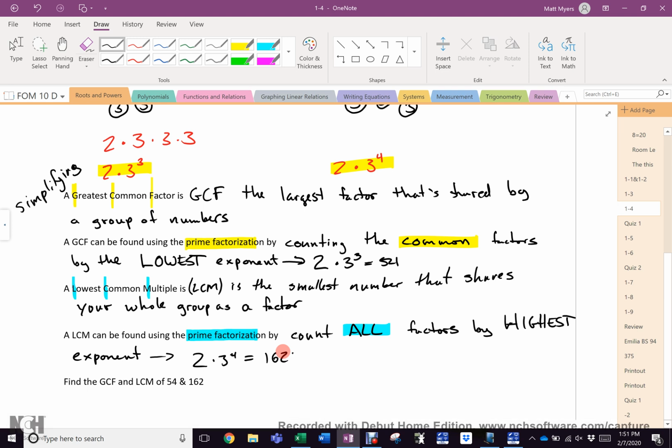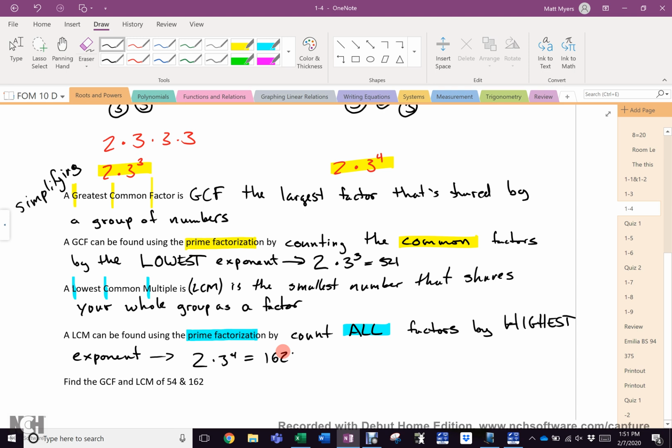is 162. So 162 is a multiple of 1. And 54 times 3 is 162. So that means 162 is a multiple of 54. 54, 108, 162. The same way that we find common denominators.